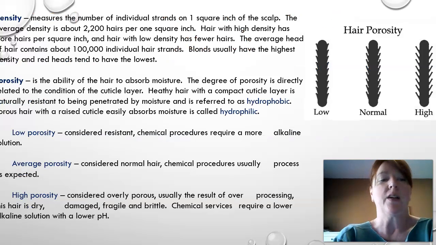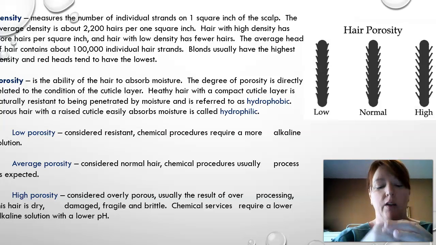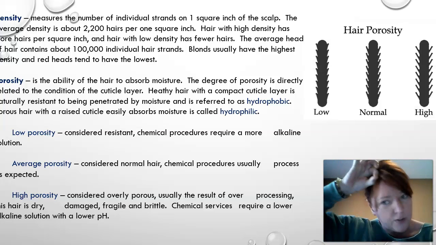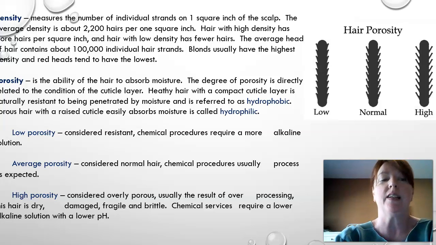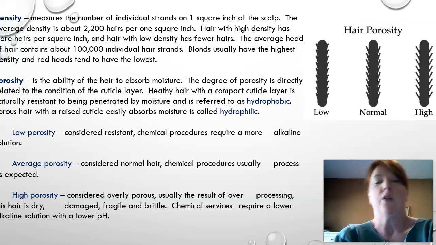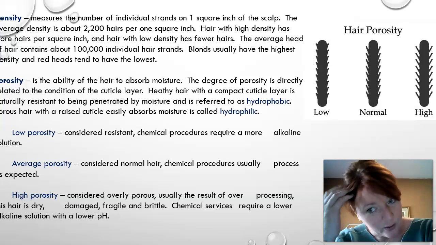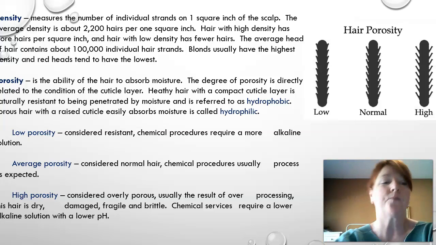The density measures the number of individual strands in 1 square inch of scalp. So if you take 1 square inch of your scalp, that's the density of the hair. The average density is about 2,200 hairs per square inch. Hair with higher density has more hairs, obviously. Hair with lower density has fewer hairs. The average head of hair contains about 100,000 individual strands. Blondes usually have the highest density and redheads tend to have the lowest. I have very low density of my hair.